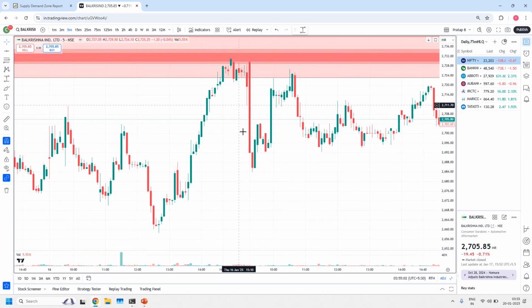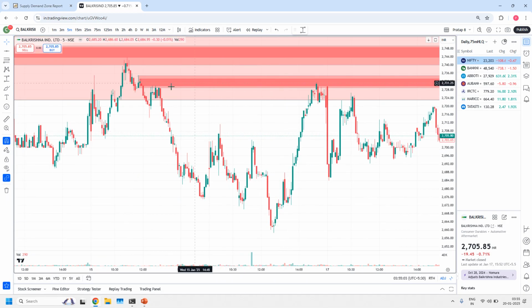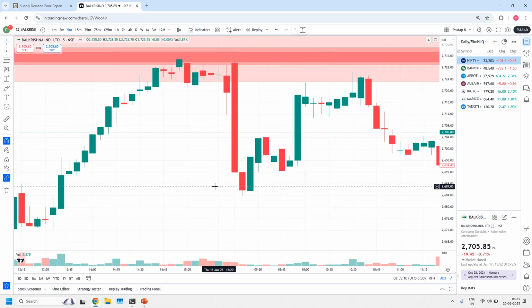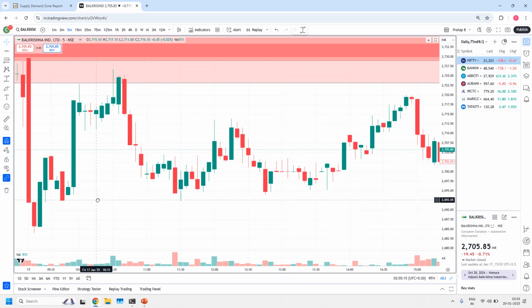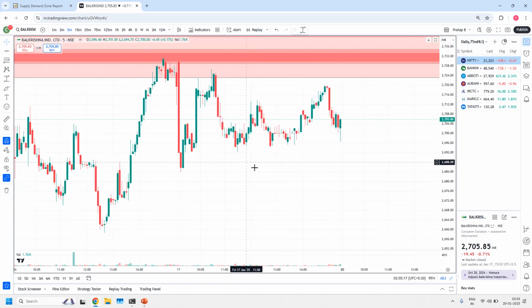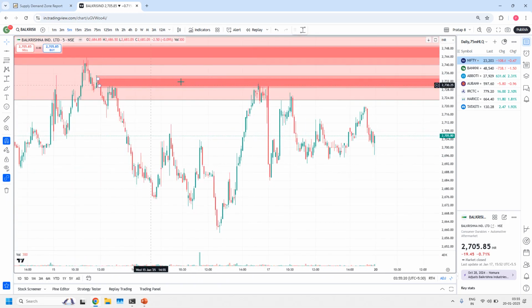But here it is a tested zone. Here also tested. Maybe it is a high liquidity area? Yes, maybe, it is high liquidity. See here, prices entered and came down. Here also once again, it sharply came down. This is a high liquidity 5-minute zone.